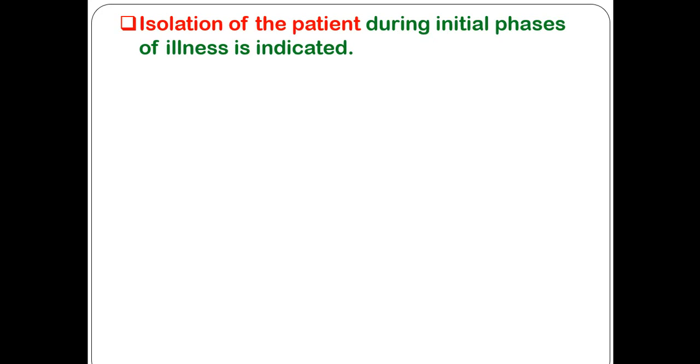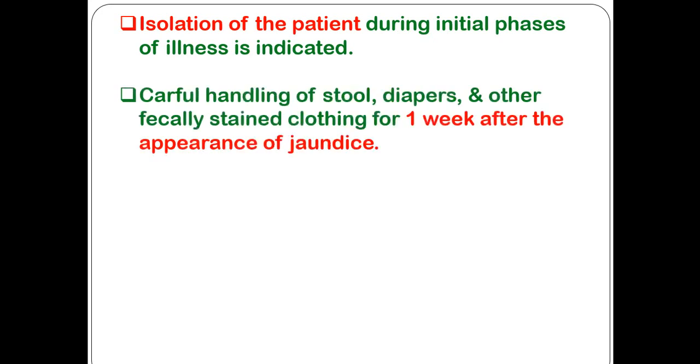So the spoons, the dishes, the glasses, and the personal items of the affected individual should be isolated from others in the same family. And careful handling of stool, diapers, and other fecal stained clothing is important for 1 week after appearance of the jaundice, because in this period the shedding of the virus in the stool is at its maximum and others may contract the infection this way.